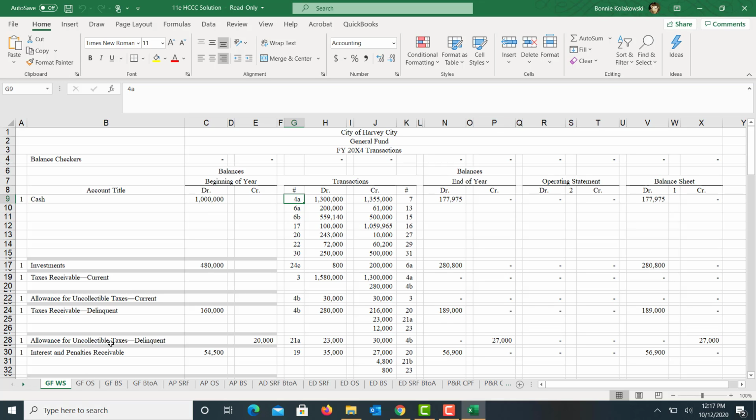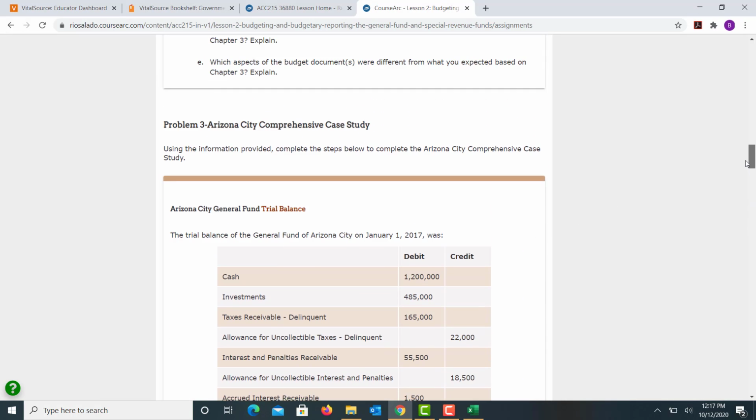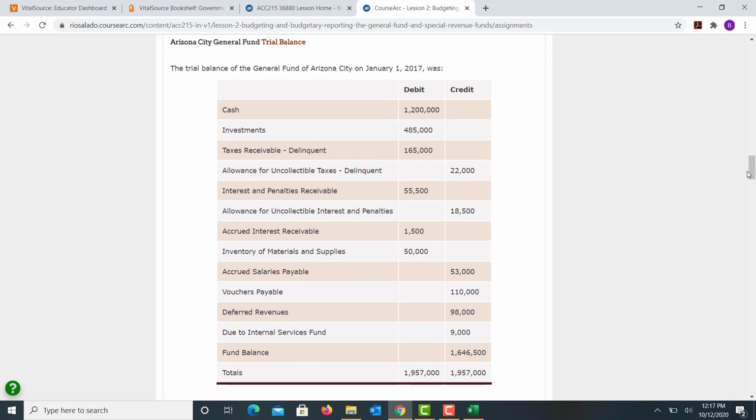Now, how you get these balances here in these accounts over here in columns B, C, and E are from your trial balance. So you're going to take the information here for Arizona City General Fund trial balance, and you're going to enter them on your template that you've downloaded.